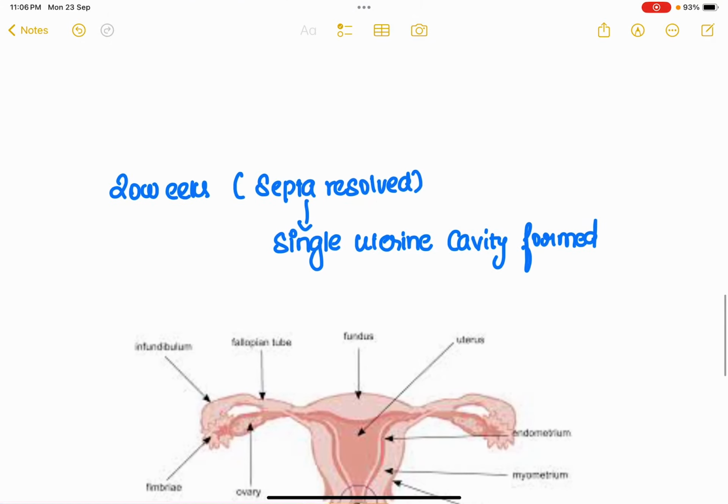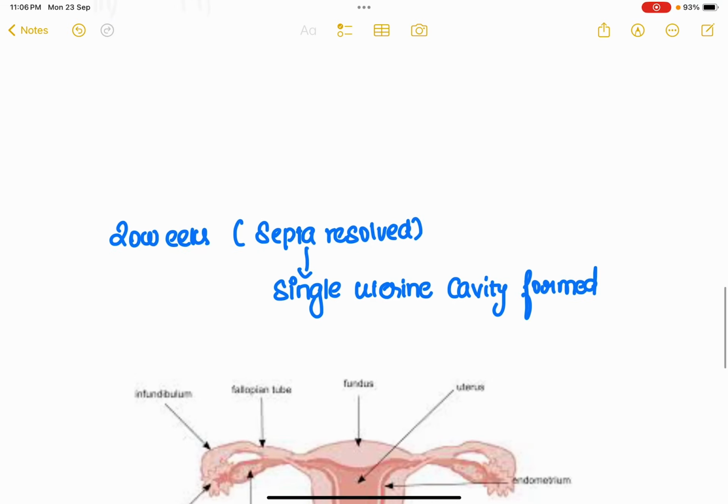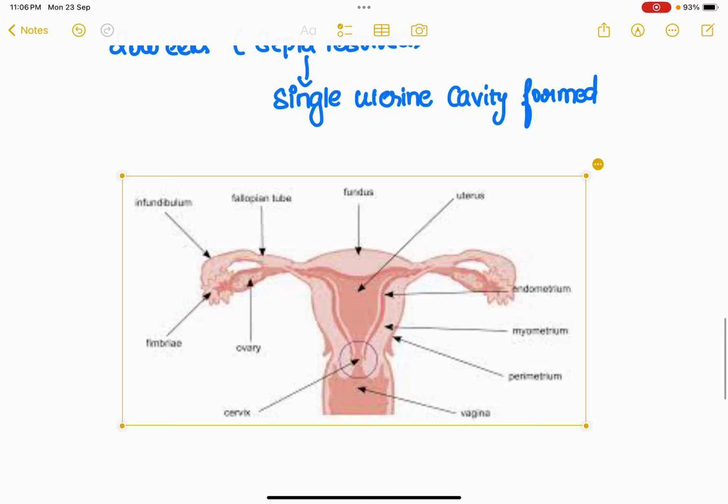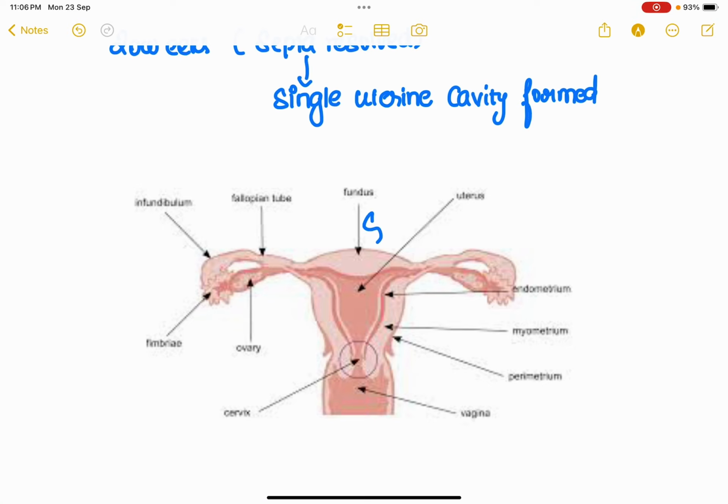Is that clear? Yes. So by around 20 weeks, the septa is going to be resolved from below upwards direction, and once the septa is resolved, a single uterine cavity is going to be formed in a female. So let me show you here. Single uterine cavity.